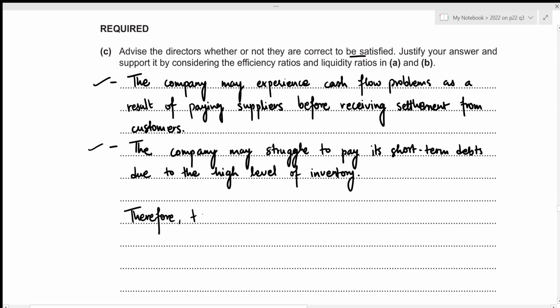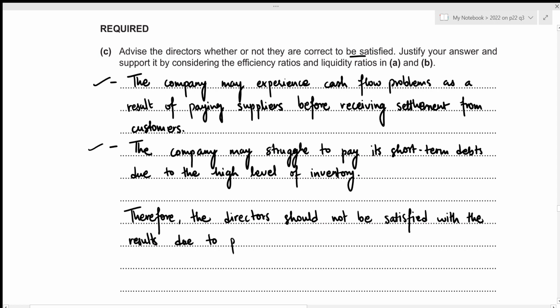Therefore, the directors should not be satisfied with the results due to potential liquidity problems.